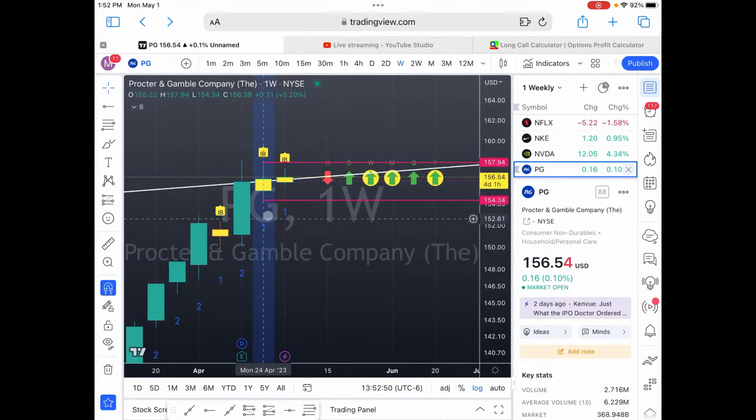Procter & Gamble, currently sitting on an inside bar. We've got full time frame continuity right across the board. So we're looking to break out of this inside bar here. Break of the high, break of the low.